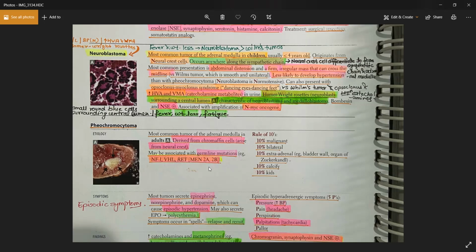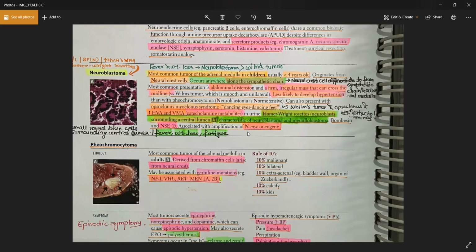Okay, so yeah, that would be it. Any doubt on the neuroblastoma?